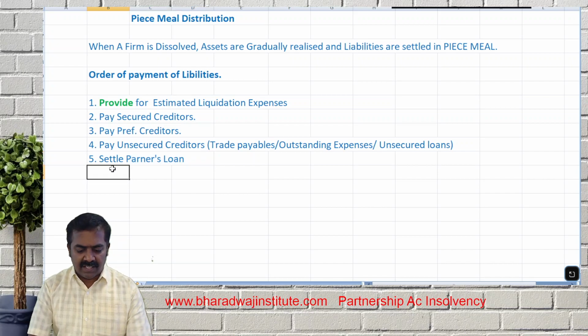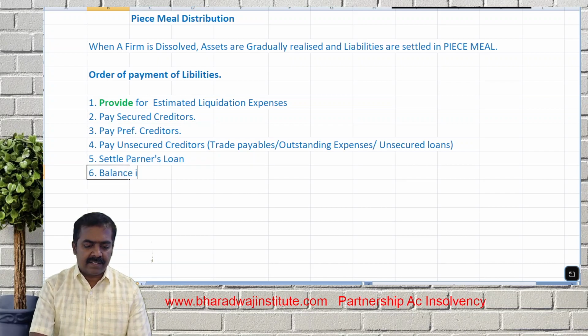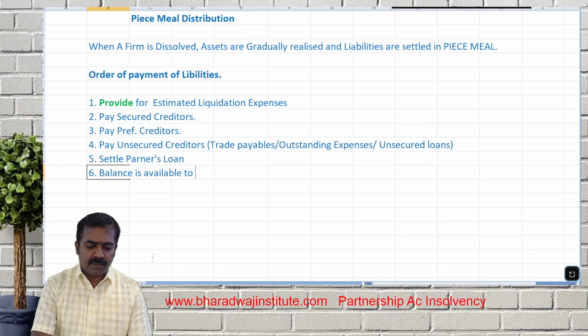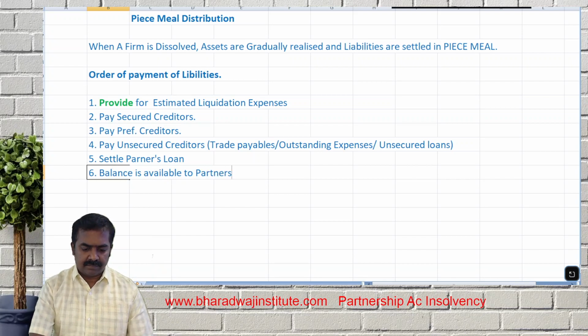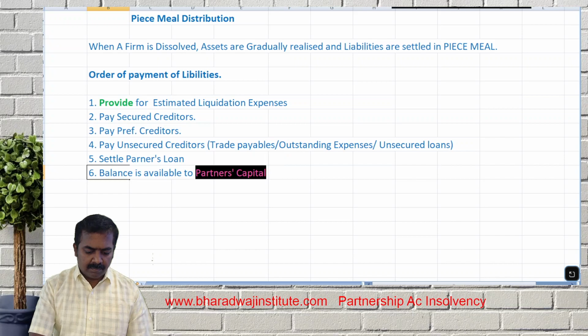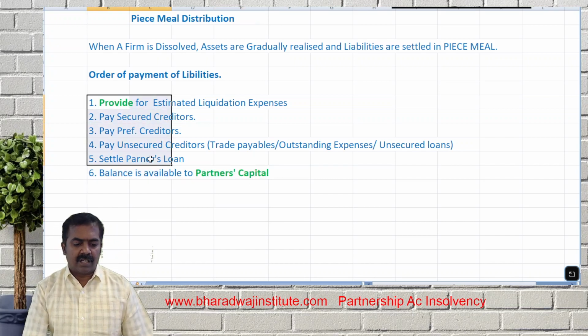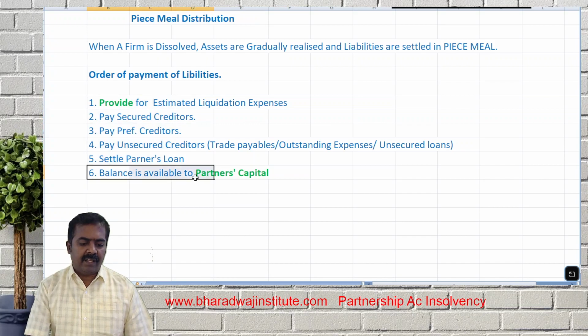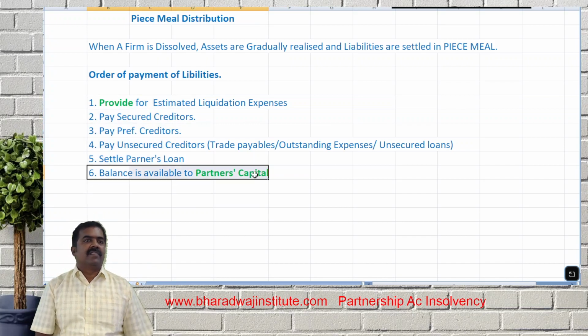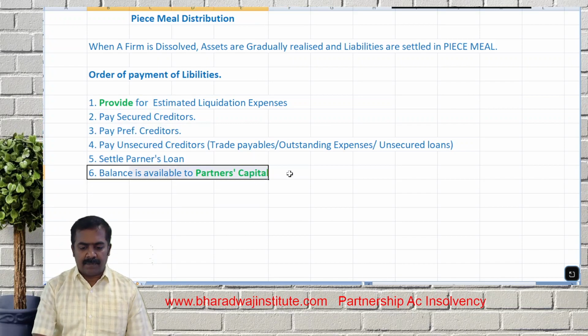Settle partners' loan. After settling that, the balance is available to whom? Partners. Partners' capital. So this is the order of distribution. After paying the partners' loan, the balance is available for partners' capital. Now pay attention.